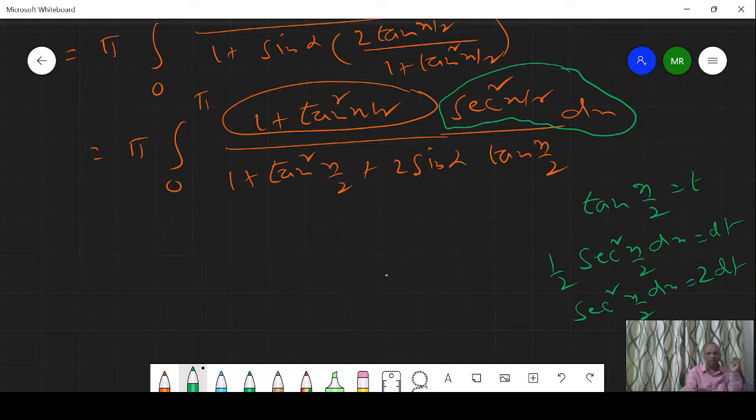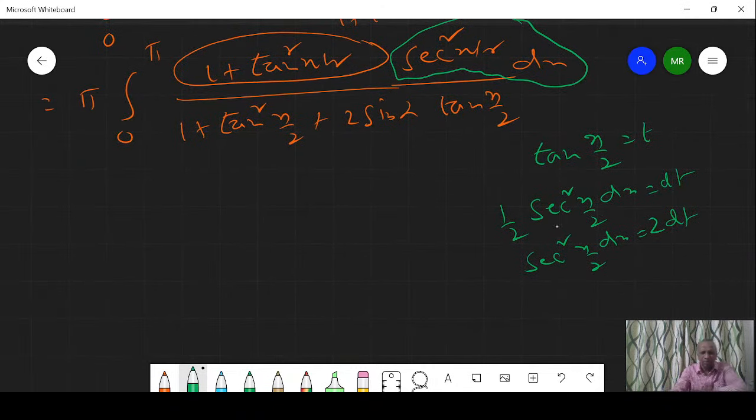At the same time, I can change the limits. Think about the limits: when x goes from 0 to pi. When x equals 0, t equals tan 0, which is 0. When x equals pi, t equals tan pi by 2, which is infinity. These are the x values and the corresponding t values I have taken: x equal to 0 gives t equal to 0, and x equal to pi gives t equal to infinity.